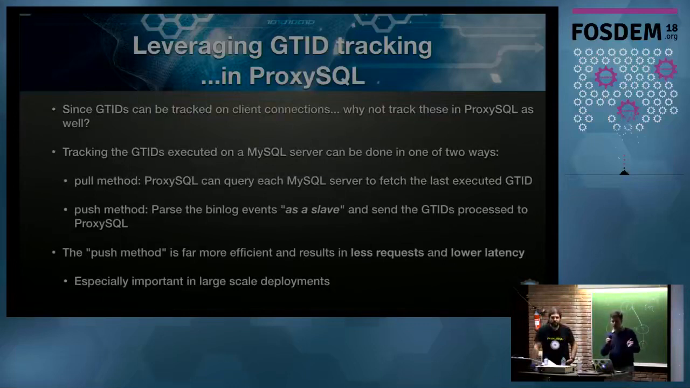The push method. Instead of polling slaves to get their GTID, why not have the MySQL server itself have a process running there and push the GTIDs that have been processed to all the ProxySQL servers connected? In this way, we avoid having to request the data, we avoid having to wait. The slaves just process binary log events and then send their GTID positions. So it's more optimized, and it's especially important in a large-scale deployment where you have a lot of hosts, both MySQL servers and ProxySQL servers.